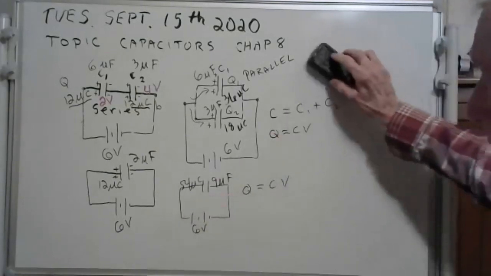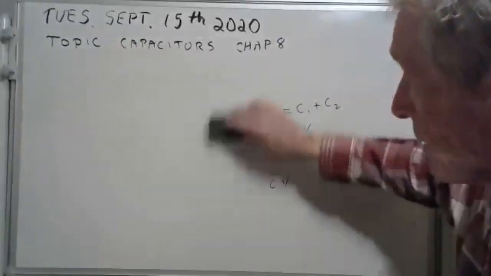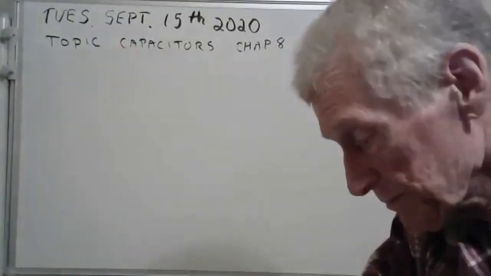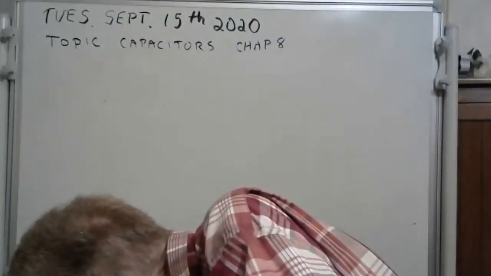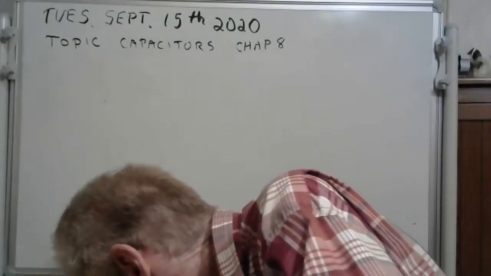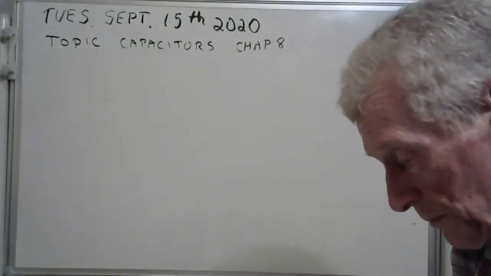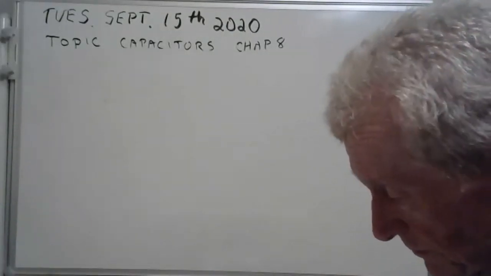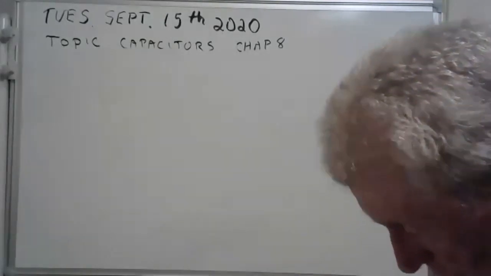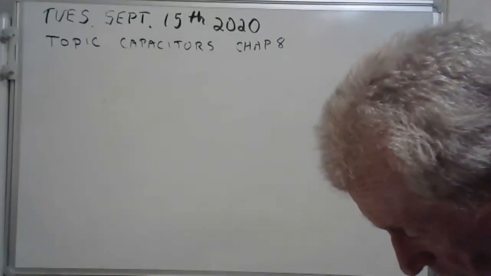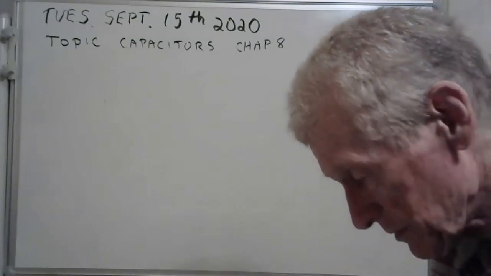Let me make some room here. We're going to do a couple of problems out of the book. Let me see which ones I want to do. How about... okay, I picked out some problems here.